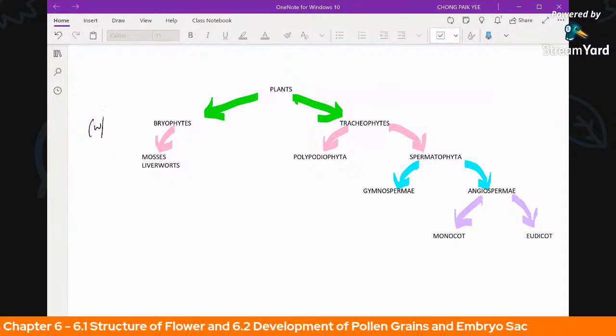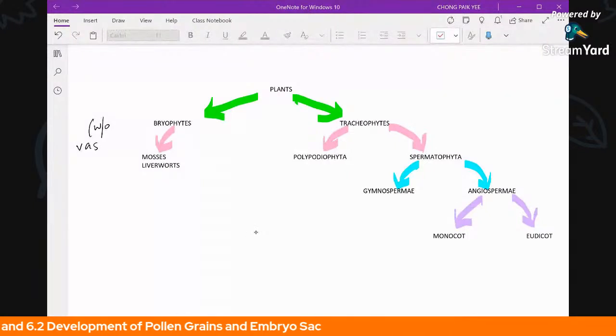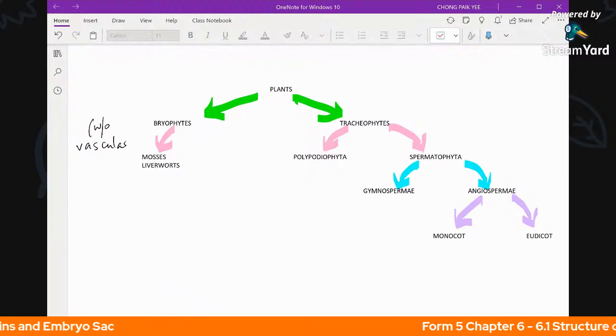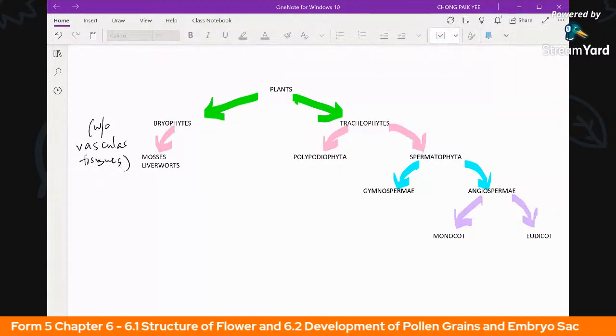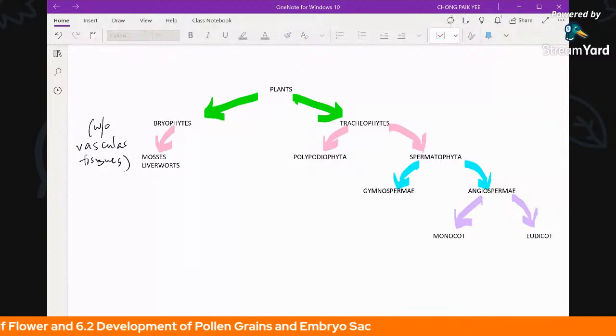So they are without vascular tissues, so they go under bryophytes. In other words, they don't have distinct xylem or distinct phloem. Vascular tissues or vascular bundles refer to the xylem or phloem. The other major group here, with a lot of examples, is the tracheophytes.